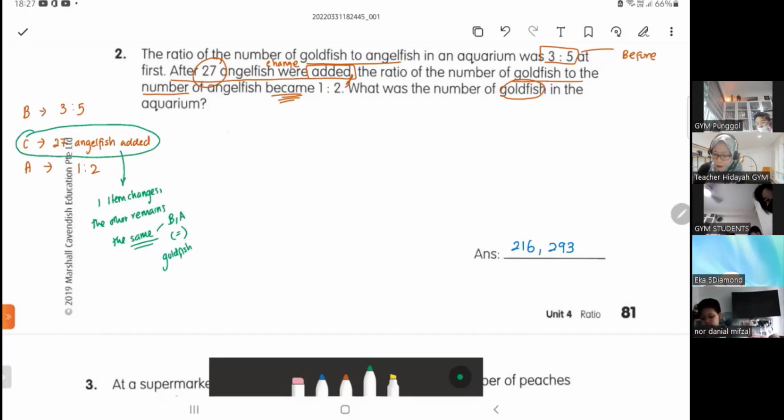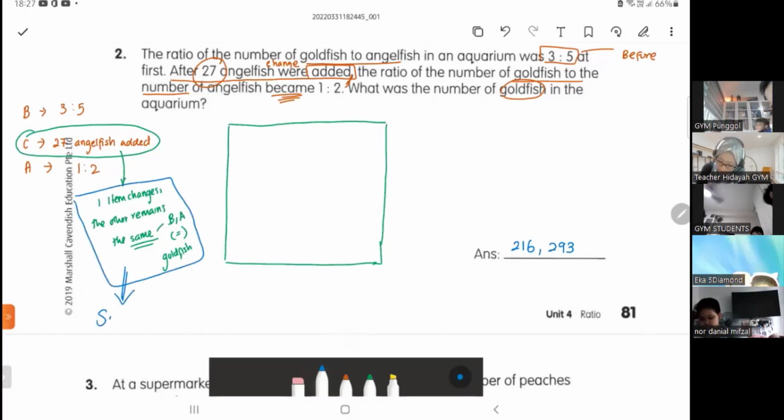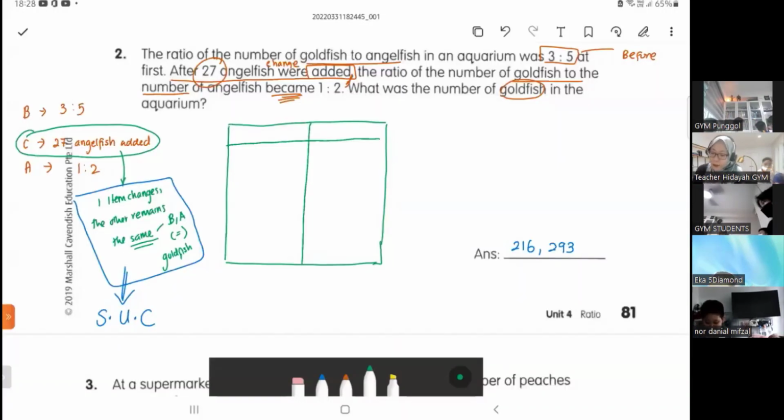Okay? Then we're going to draw out the table. I haven't decided what concept yet. I draw it first. If you look at this, one item changes, the other item remains. This is a classic single unchanged concept. Okay, single unchanged concept means only one item changes. So I'm going to cut the table into two columns like that. Then we're going to put the information inside. So we have the goldfish, I put as GF, and the angelfish as AF. Then before, change, and after.